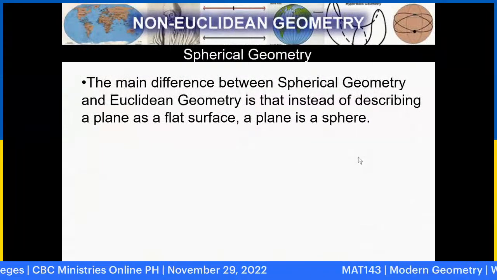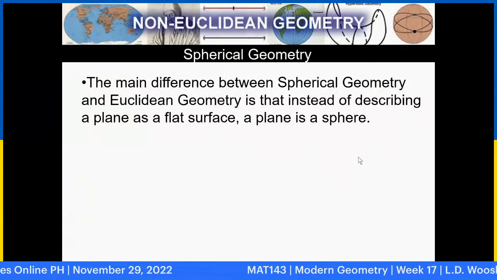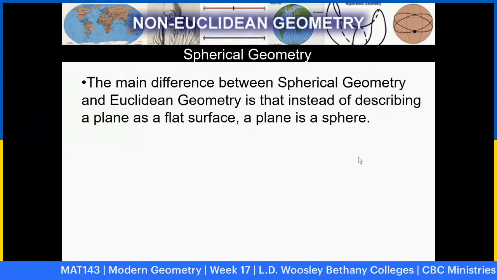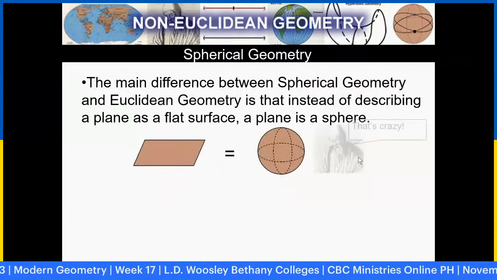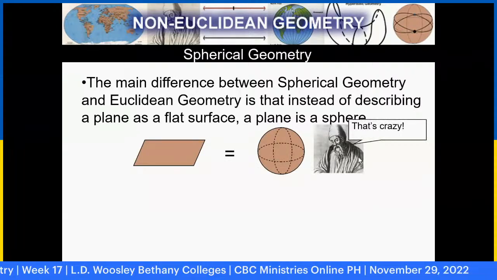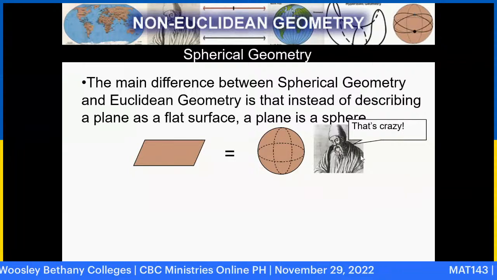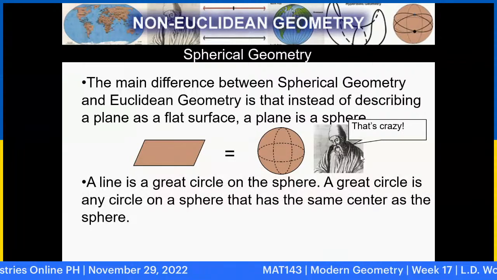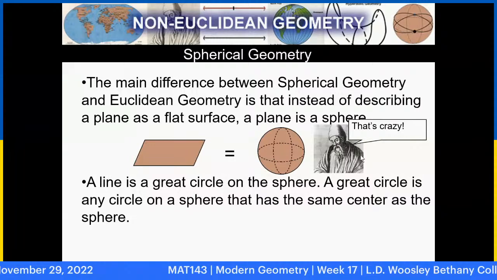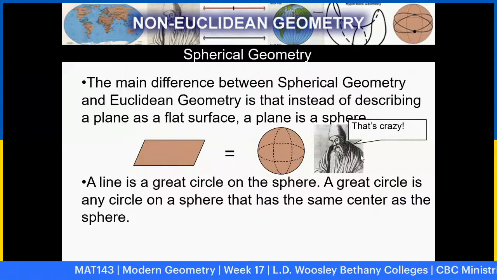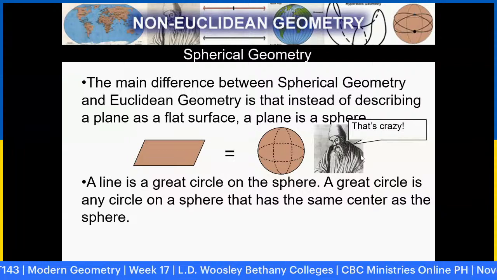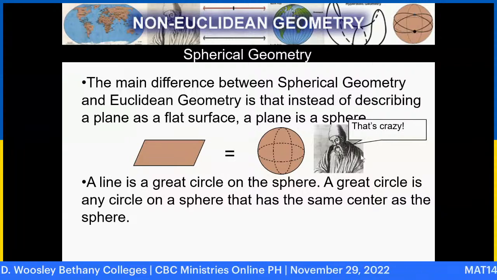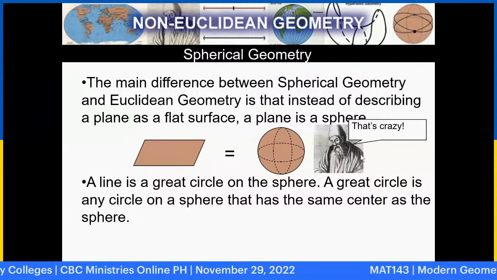Now, the main difference between spherical and Euclidean is that instead of describing a plane as flat, a plane is a sphere. So doon nagkakatalo doon. So yan, that's really crazy according to Euclid. But in reality, it's not crazy. That's the reality. We are standing on a sphere, and we thought that's just flat. But it's not flat. It's basically curved, of a sphere.